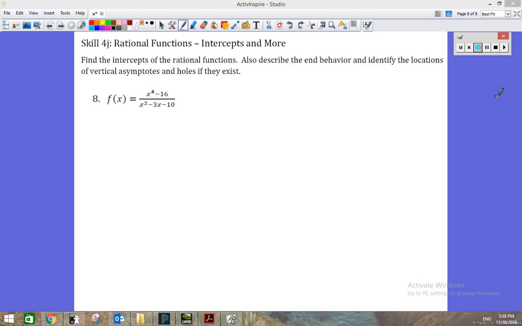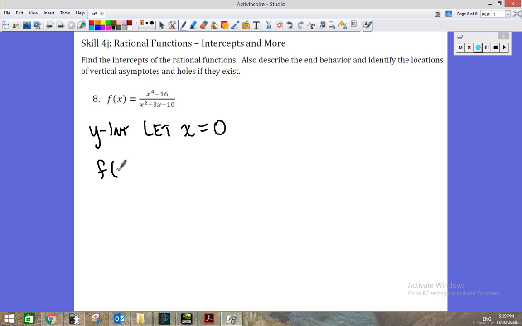Let's take a look at problem number 8, which it might be getting close to the last one. It wants us to find the intercepts. So let's find the y-intercept by letting x equal 0.